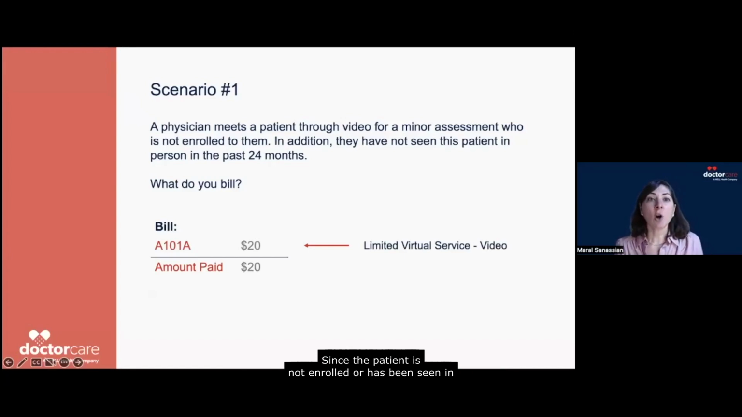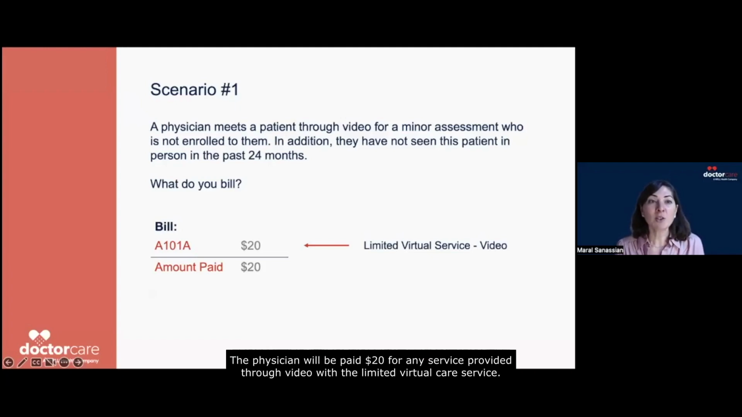Since the patient is not enrolled or has not been seen in the past 24 months, we would need to bill the limited virtual care service with the code A101A for video. The physician will be paid $20 for any service provided through video with the limited virtual care service.